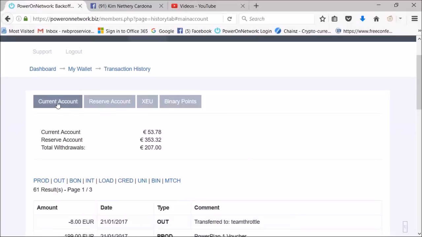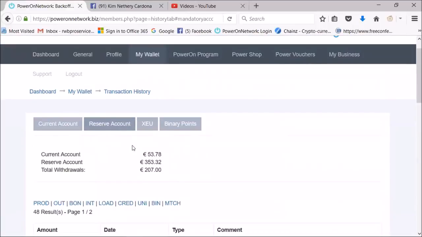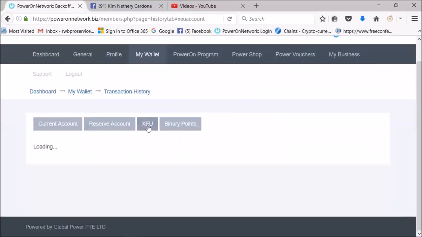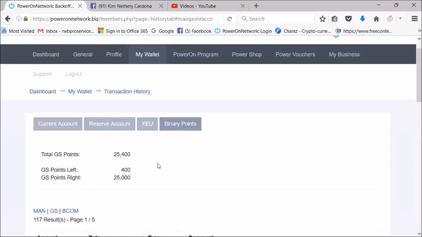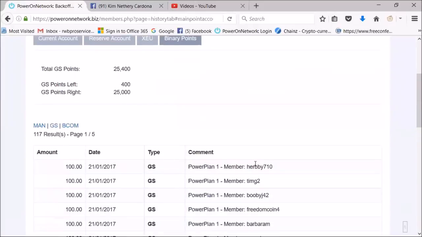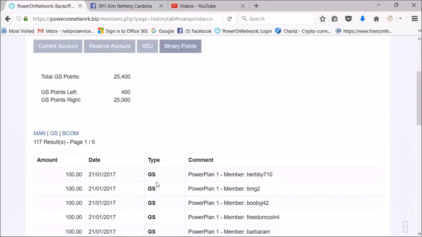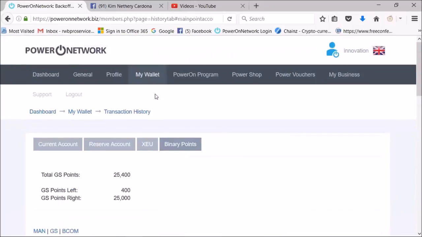You can click on any of these to get specific for each type of transaction that has occurred. You can look into this, what's in your current account. This is the money that's in your reserve account. And once you click this, it's going to tell you the money that is in your reserve account as well. If you want to look up the number of XEUs that you have, which if you remember on my dashboard, there's no XEUs or XE units as of right now. You want to look at your binary points, you can click on that. It tells you how many you have in your left and your right leg. Very simple stuff. Plus it tells you information about that underneath here.